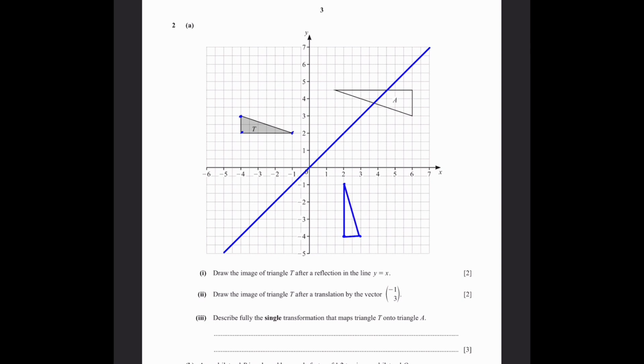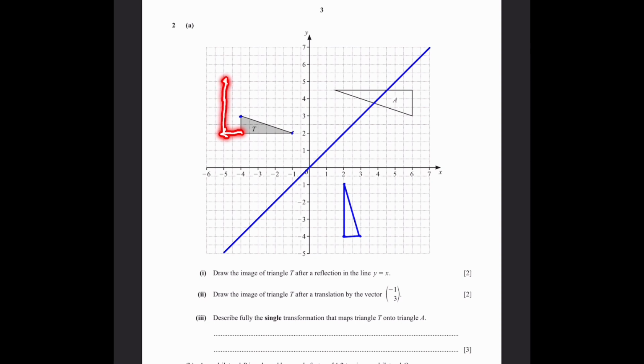2. Draw the image of triangle T after a translation by the vector minus 1 comma 3. So minus 1 comma 3 means 1 left and 3 up. So doing that, we go, let's say this point, 1 left, minus 5 comma 2, 3 up. We go 1, 2, 3.